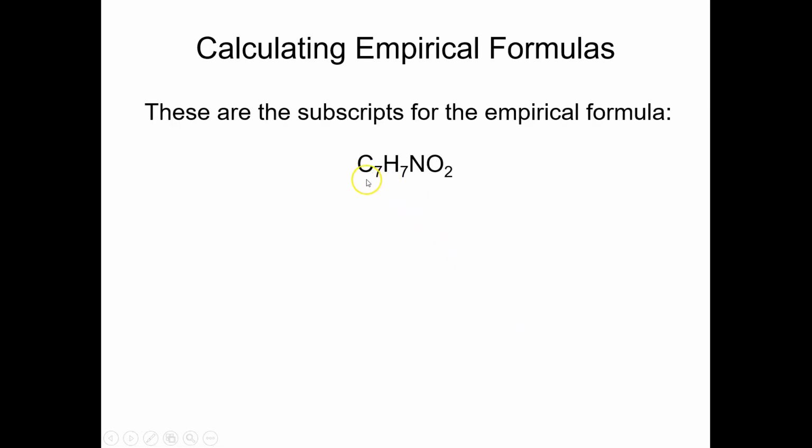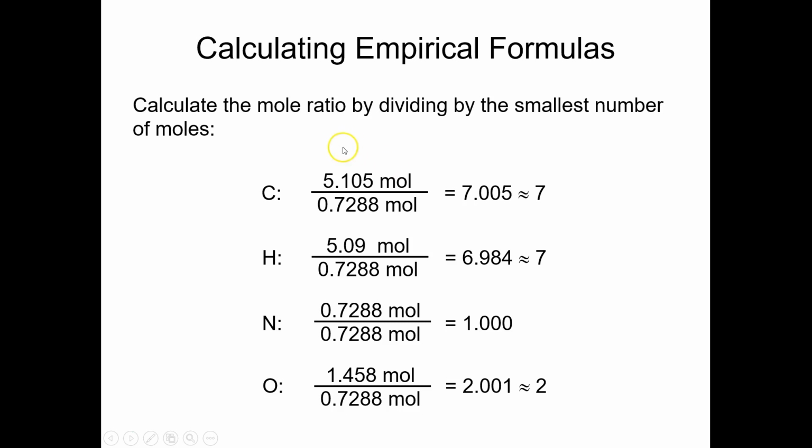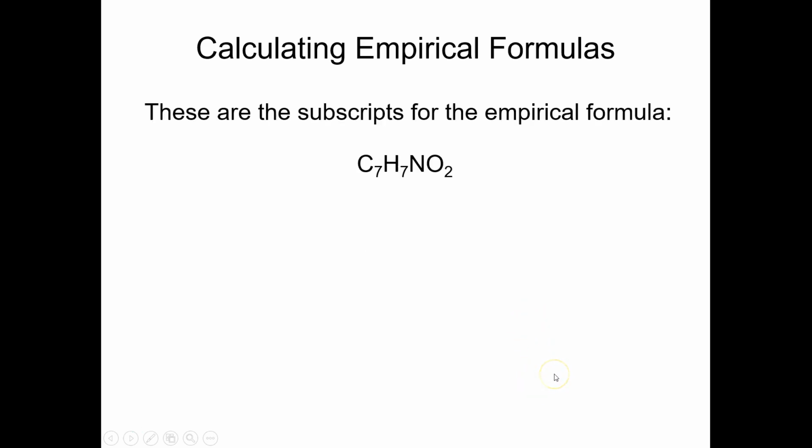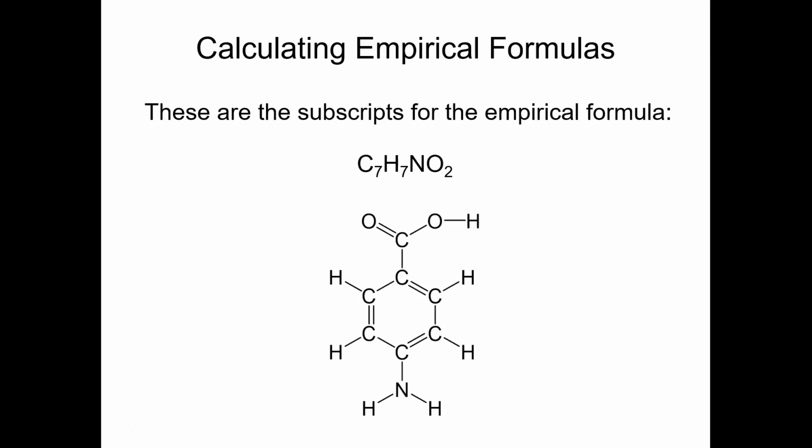And so the empirical formula for para-aminobenzoic acid would be C7H7NO2, C7H7N1, so no subscript, O2. And just in case you were wondering if this actually works, I got out my little organic molecule drawing program and drew the structure of para-aminobenzoic acid. And if you count up all the atoms here, you'll see that there are 7 carbons, 7 hydrogens, 1 nitrogen, and 2 oxygen atoms.